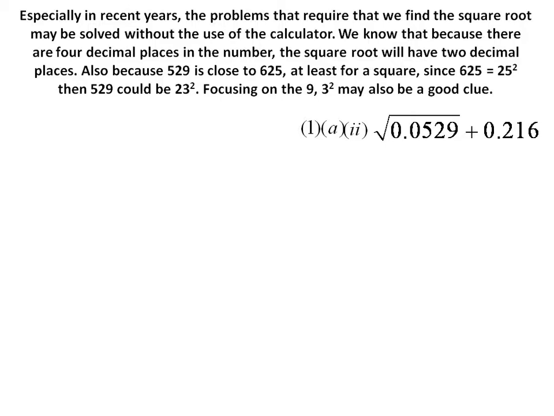Now, focusing on the 9, 3 squared may also be a good clue. So if we are thinking about the 9 at the end, squaring 3 we get 9, although squaring a number that ends with a 7 also gives a number that ends with a 9. But we are saying that we are focusing on 23. So if it is actually the square of 23, then squaring 3 to give 9 will also be a good clue. So sometimes we could take an approach where we set aside the calculator and make use of our brain.